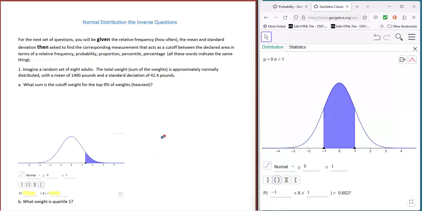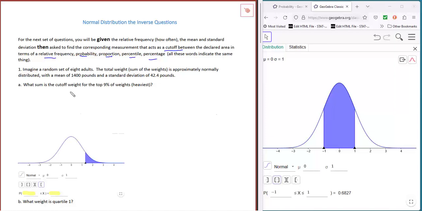So let's look at this situation. For the next set of questions, you'll be given the relative frequency, how often, the mean and standard deviation, then asked to find the corresponding measurement. This is a little bit different. It's backwards. It's the inverse question. What we're really after is the cutoff between the declared area, or in terms of relative frequency, probability, proportions, percentile, percentage. The wording could differ, so understand that what we're given is the probability, proportion, percentile, percentage, relative frequency, but they are all exactly the same thing.